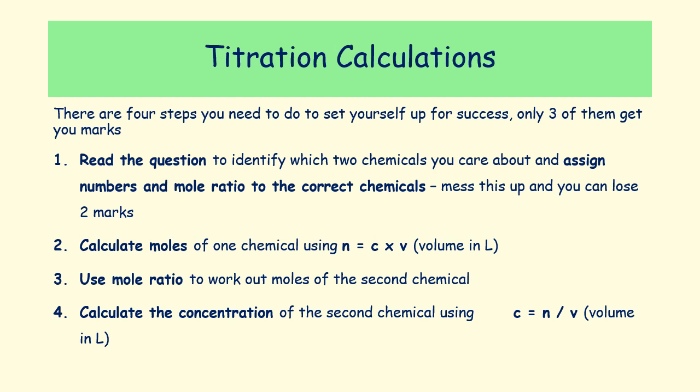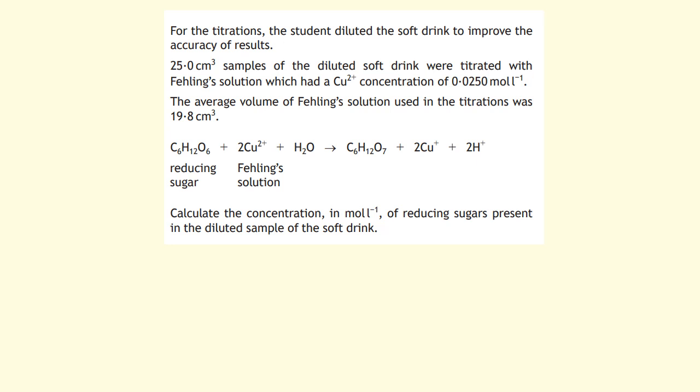So once you've used the mole ratio, you work out the moles of your second chemical, and you can then get the 3rd mark by calculating the concentration using c equals n divided by v, again making sure that your volume is in litres. Here is an example of how the question would be set out for Higher. You'll notice there's way more words than you would have had for National 5. And you'll also notice that it's a lot harder to identify what information goes with what.